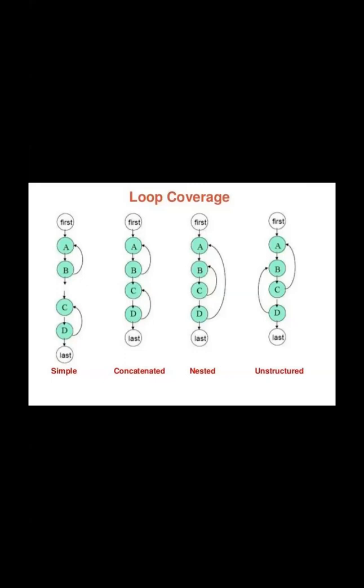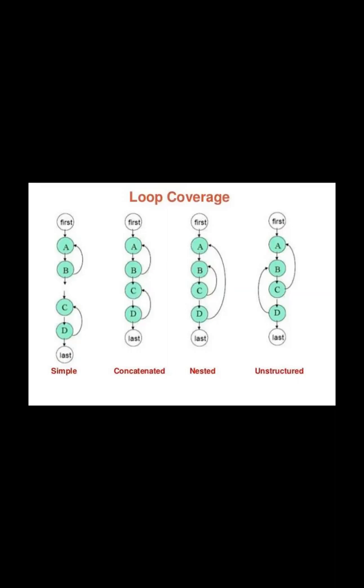So the loop coverage can be easily represented by using the flow graph. So we are drawing the flow graph. Starting from the first, process A starts, then it goes to process B, and there is a loop between B to A again. Then it goes to process C, then process D. Again we have a loop from D to C. So that is a simple looping statement.